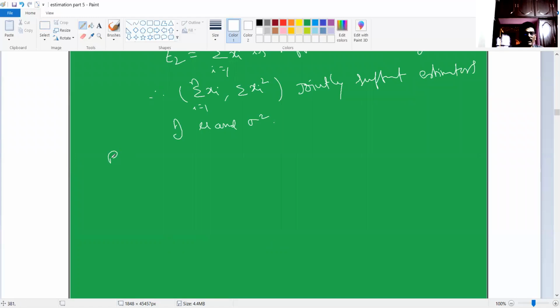Here is a very, very important remark. From the examination point of view, this remark is very, very important. X follows a normal distribution with mean mu and variance sigma square, the xi's are IIDs. Here is remark 1.